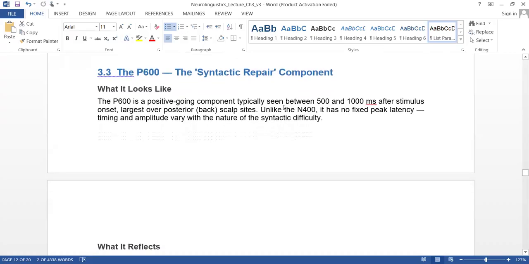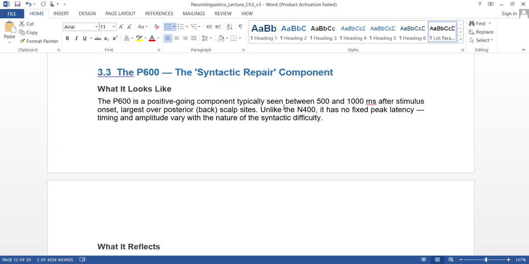Now, let's look at the second component, the syntactic repair component. What it looks like, the P600. P means positive, 600 again is milliseconds, time. It is a positive-going component typically seen between 500 and 1000 ms after stimulus onset, meaning the beginning. Larger over posterior back scalp sides. Unlike the N400, it has no fixed peak latency; timing and amplitude vary with the nature of the syntactic difficulty.